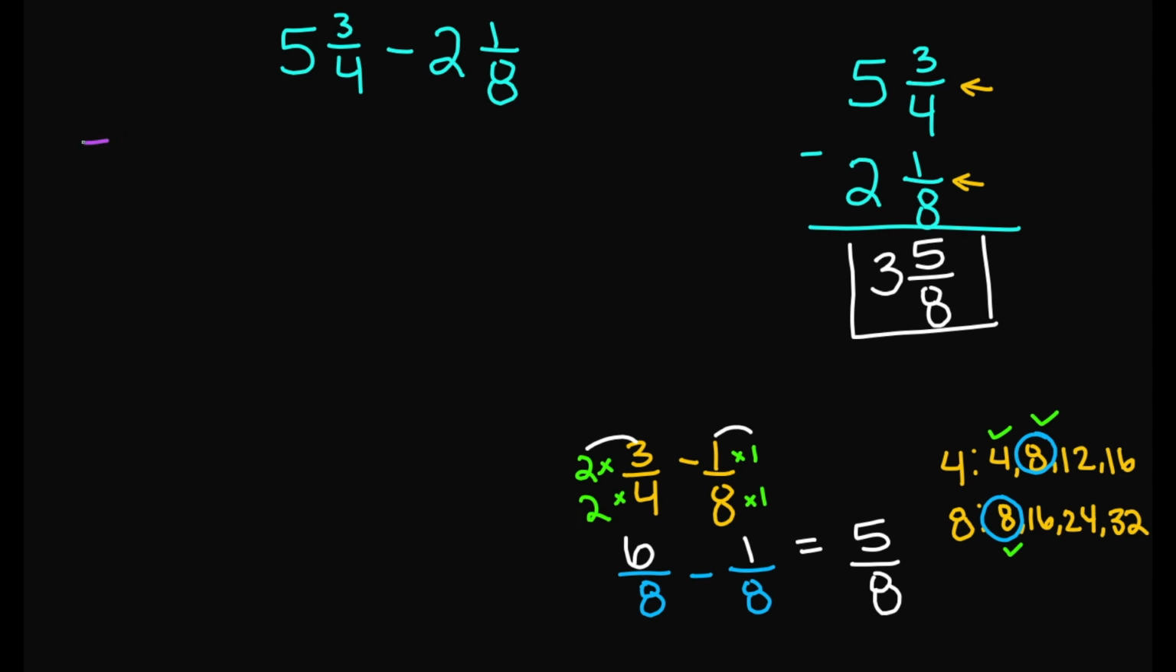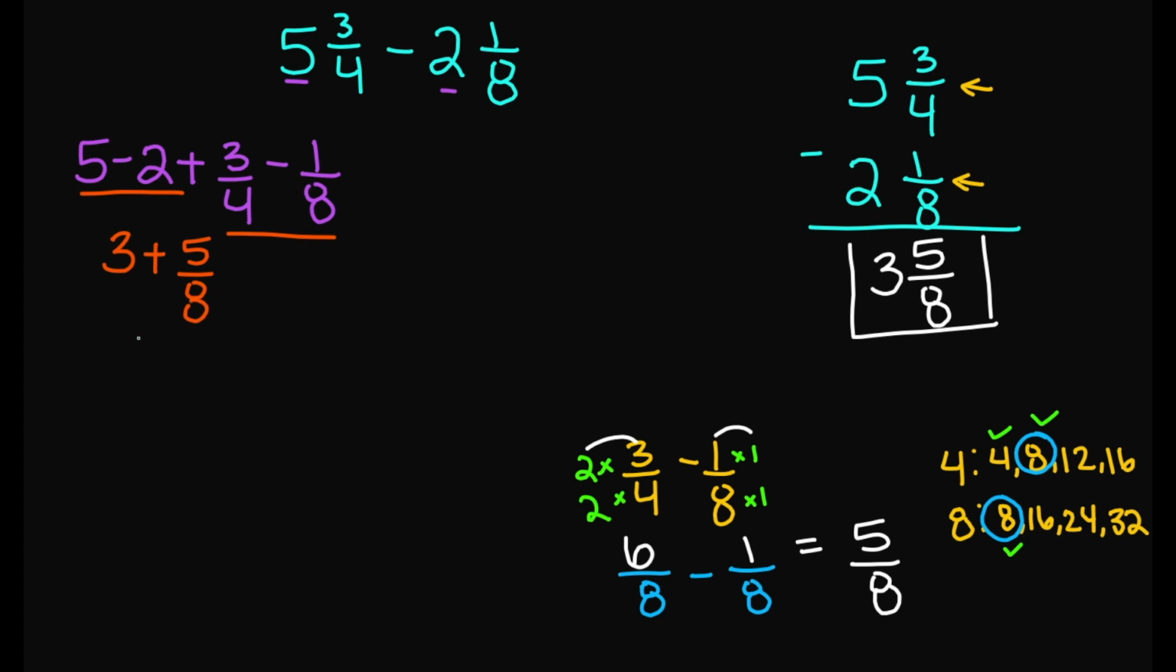So you can do 5 minus 2. I'm grouping my whole numbers together. And then you're also going to do plus 3 over 4 minus 1 over 8. So 5 minus 2, this is going to equal 3. And then you have 3 over 4 minus 1 over 8, which is what we solved here. So you're going to get 5 over 8 here for that fraction. And then when you add the 2, you're going to get 3 and 5/8.